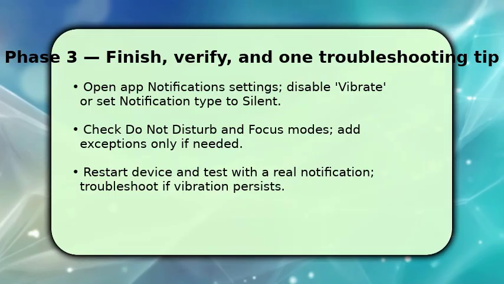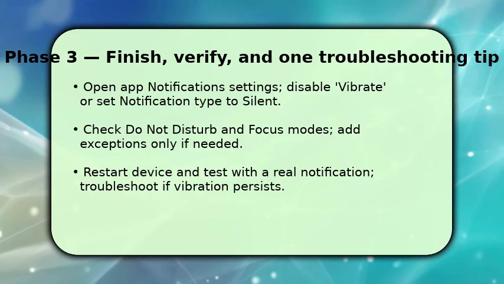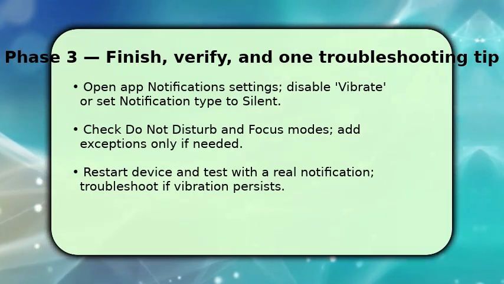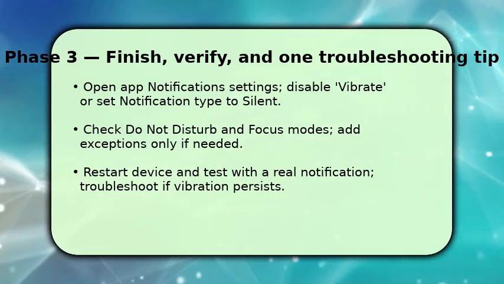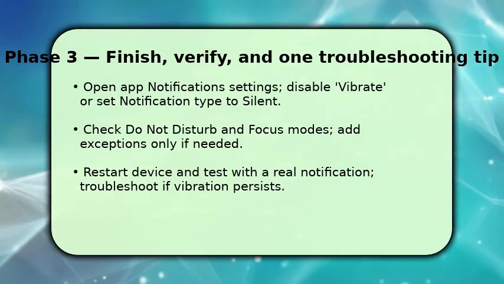Now finish by checking app-specific settings because many apps can override system vibration. For each app, open its notification settings and turn off Vibrate or choose a silent notification tone. Once done, verify Do Not Disturb or Focus rules. Make sure no exceptions allow vibration.